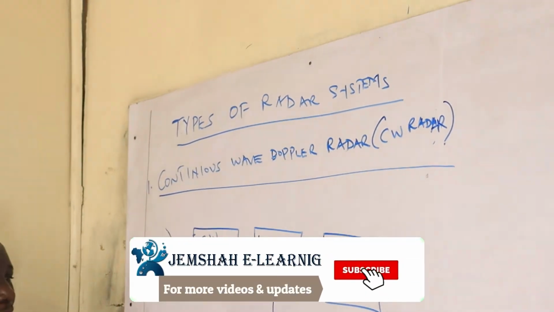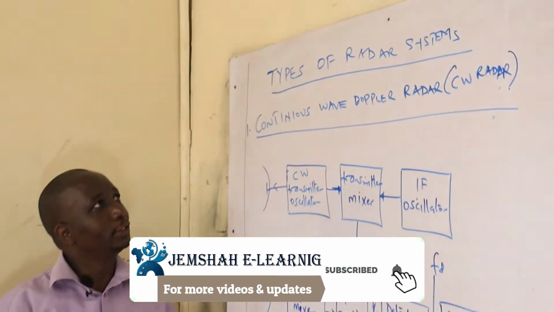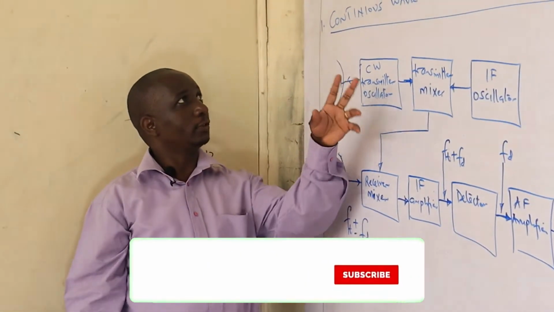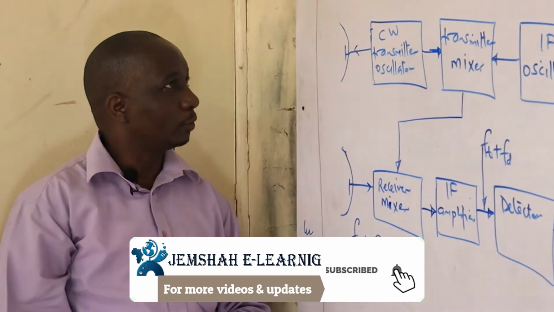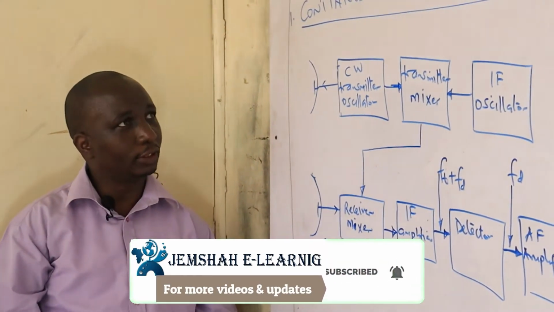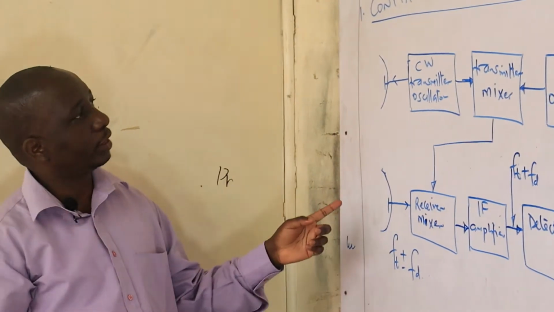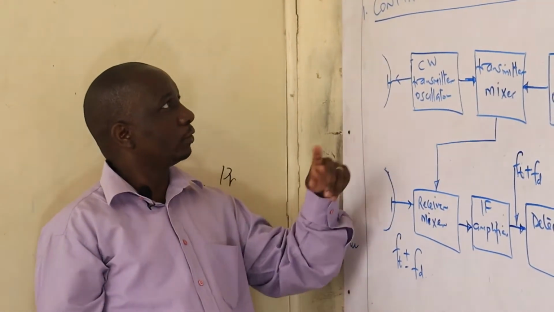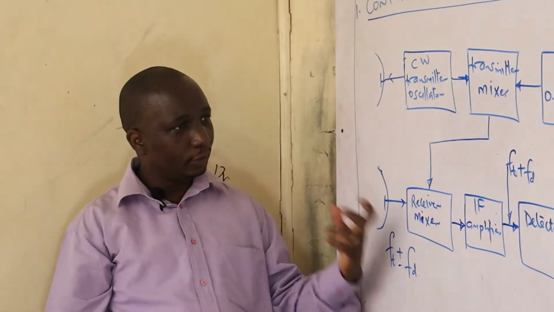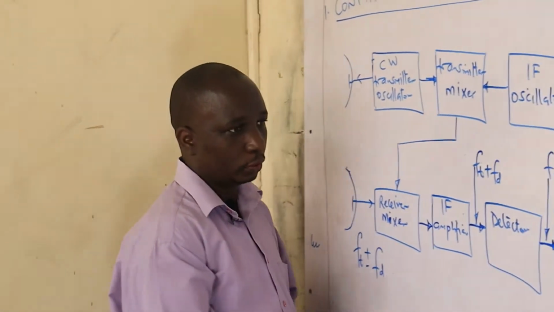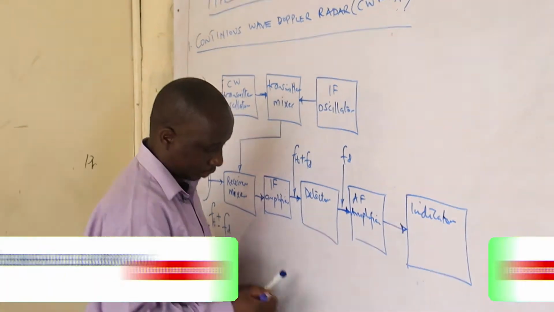So once again, let us proceed. And today we are going to start on the types of radar systems. And for the first time, we're going to have block diagrams that actually are able to describe the different types of radar. So the first radar we're going to handle is the continuous wave Doppler radar system. And this is the block diagram that we expect to have in terms of the operation.